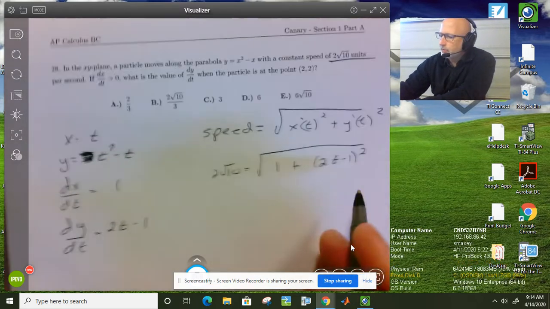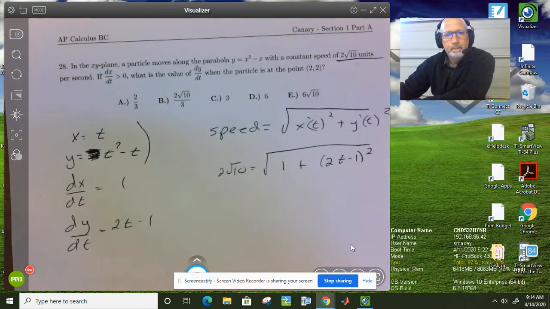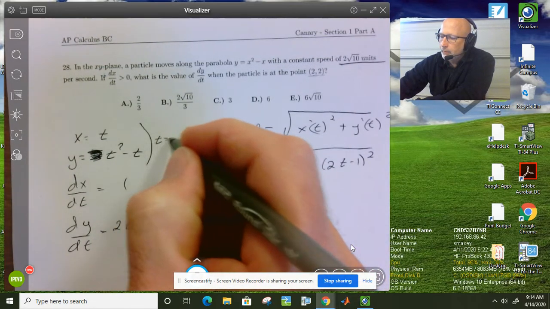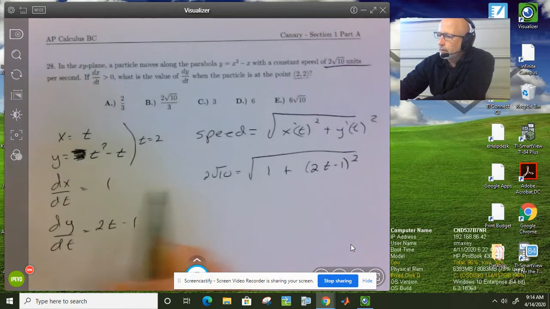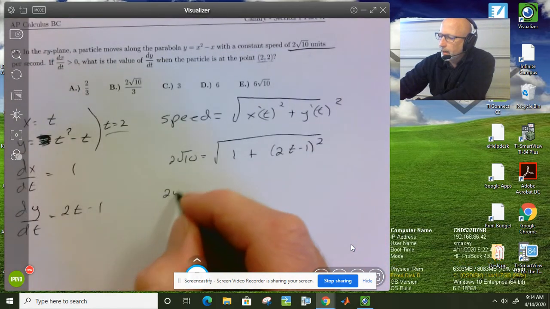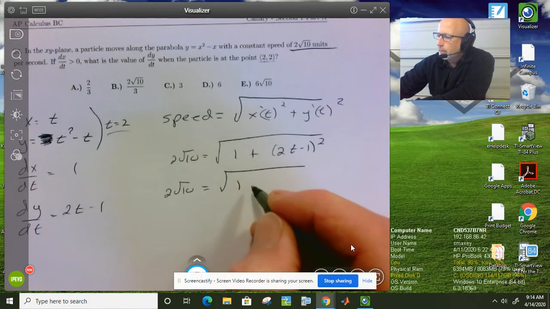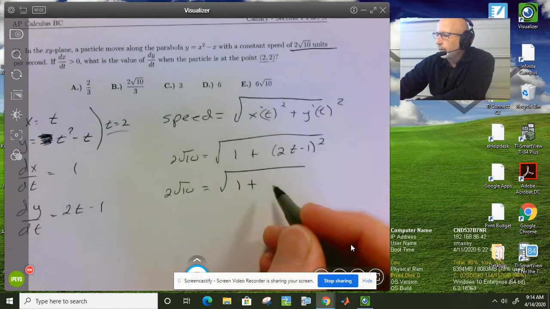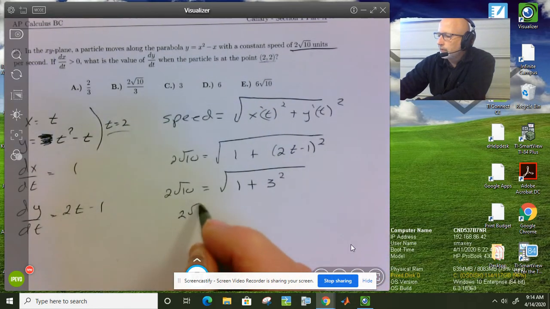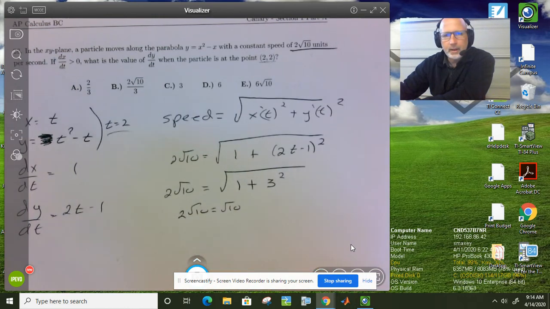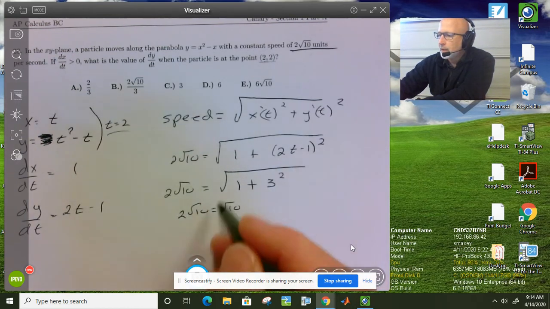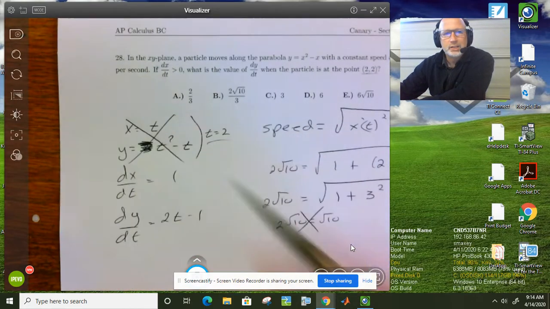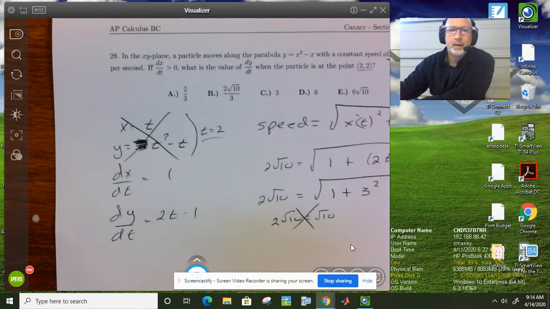Now, according to the parameterization that I have right here, I want to figure out what the value of t is that's going to put me at the point (2, 2), because that's where I'm evaluating. Clearly, t is equal to 2. Plugging into this equation, I have 2 root 10 equal to the square root of 1 plus (4 minus 1) squared, which gives 3 squared. So 2 root 10 is equal to root 10. That doesn't work out. That's not a true statement. So this parameterization is wrong, and I have to come up with another one.